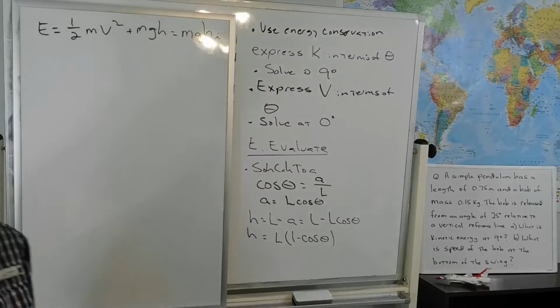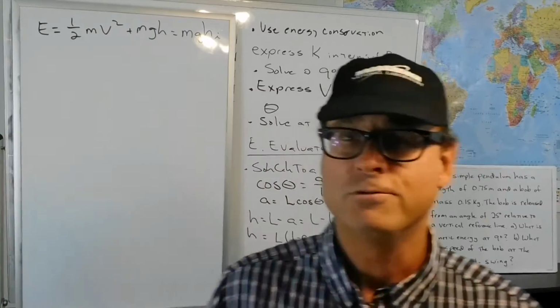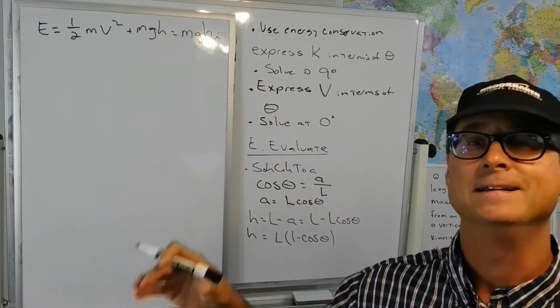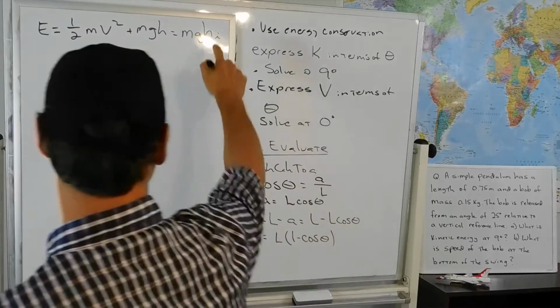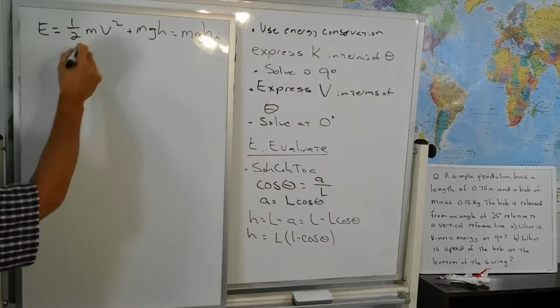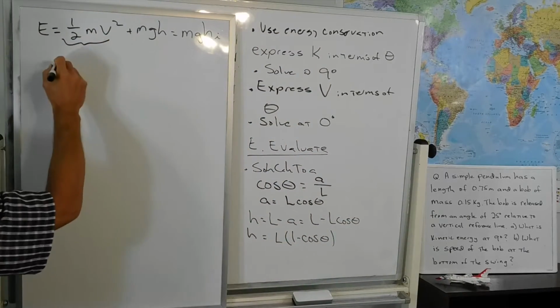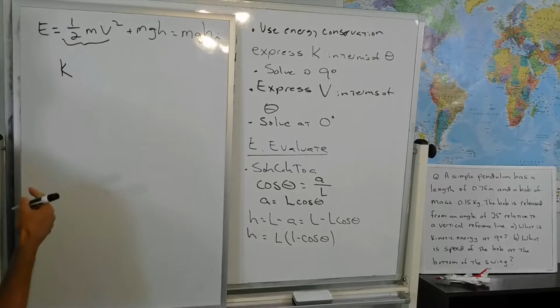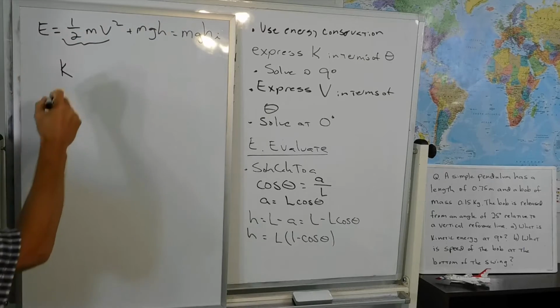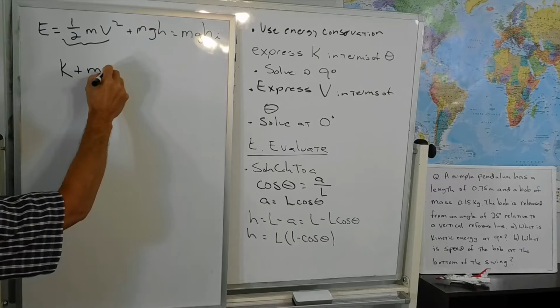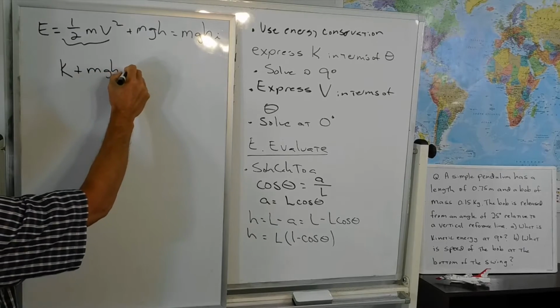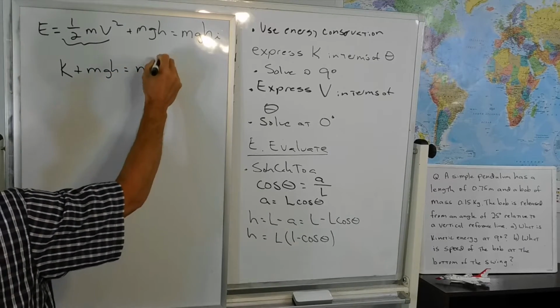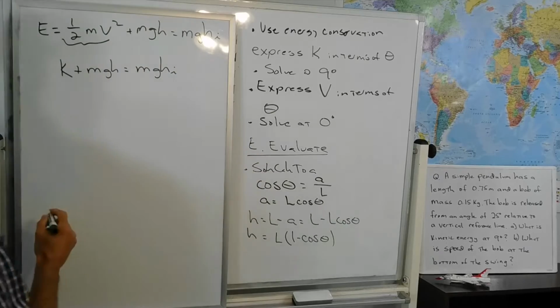Because the initial kinetic energy before we release the plumb bob is 0. It doesn't have any velocity, so that velocity on that side would be 0. So this is what we're going to call K. That's just the kinetic energy. K plus mgh is equal to mgh initial.